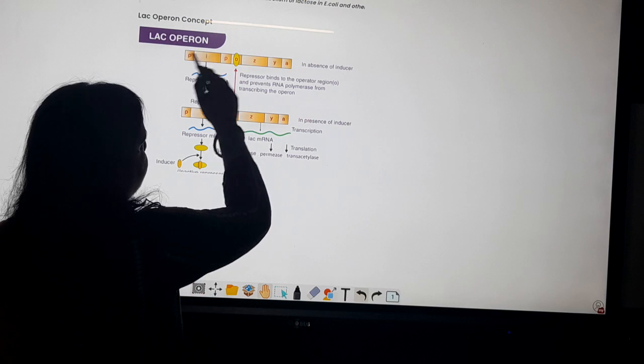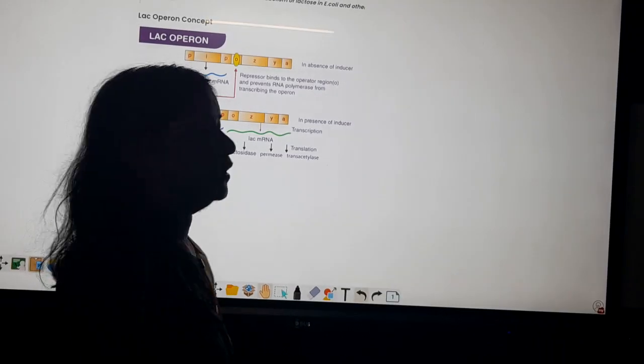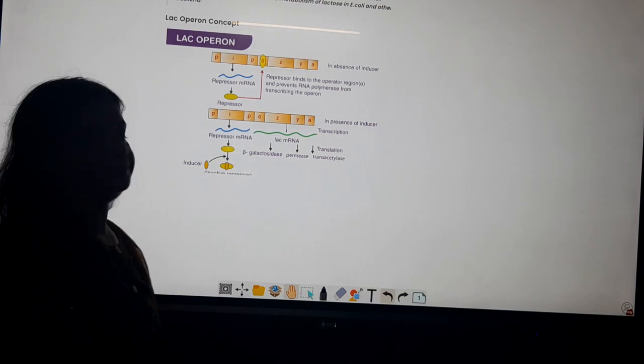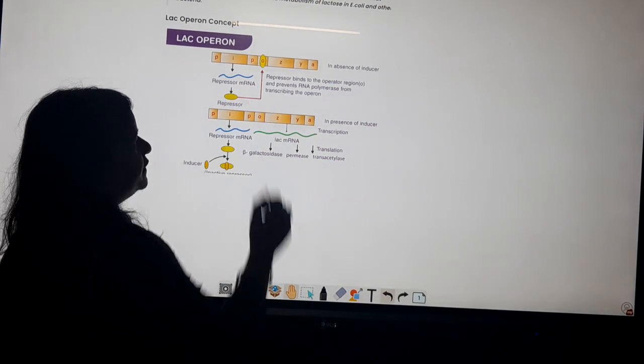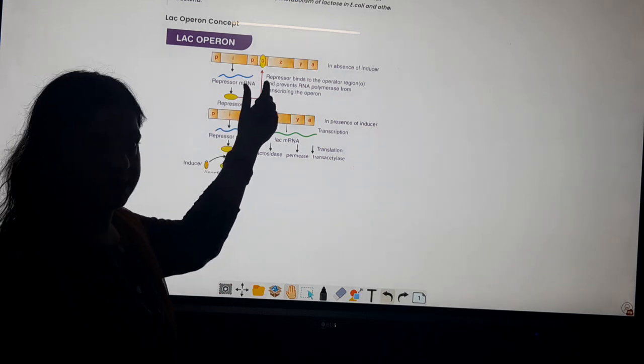This part of the gene is called the lac operon, in which there is a promoter, an operator region, and one is I. I here indicates inhibitor, not the inducer. It codes for an mRNA which is called the repressor mRNA, that means the repressor gene. So this repressor mRNA makes a protein which is a repressor. This repressor binds to the operator region, as you can see in the diagram.